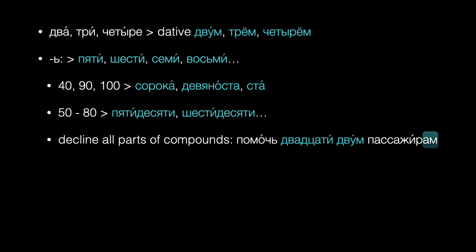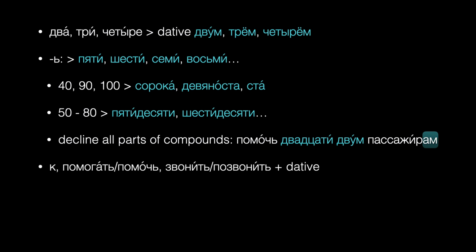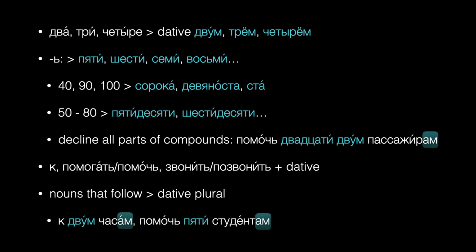In compound numbers, every element of the number declines. For example, помочь 22 пассажирам. We'll use these forms with prepositions like к and verbs that govern the dative, like помогать, помочь, звонить, позвонить. Nouns that follow will be in the dative plural, к 2 часам, помочь 5 студентам.